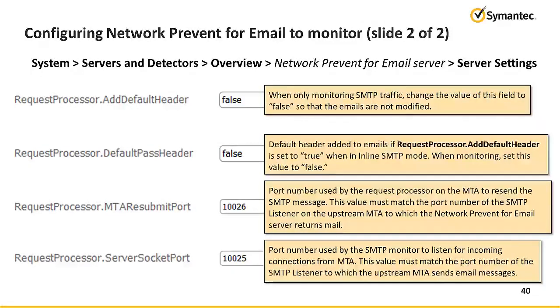Fourth, the request_processor.server_socket_port. Ensure that this value matches the number of the SMTP listener port to which the upstream MTA sends email messages. The default port is 10025.